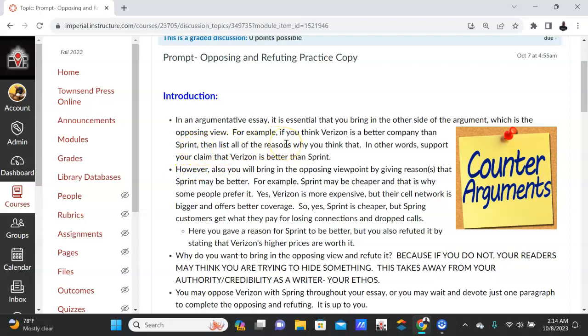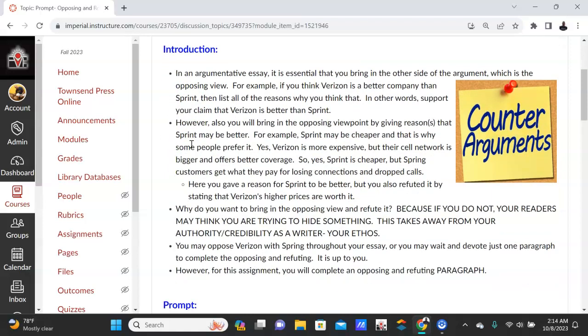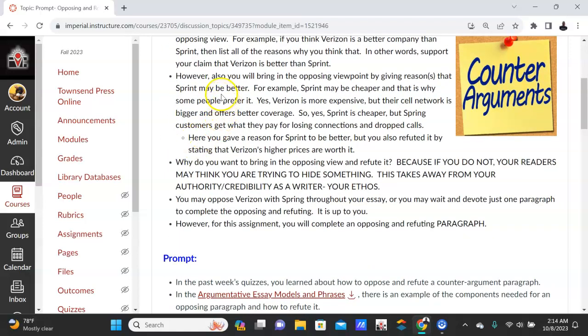So again, if this were just persuasion, we would give all of our reasons that we think Verizon is better, and we would not bring in the opposing side, or any facts that Sprint may have to make them better. However, you will bring in the opposing viewpoint, reasons that Sprint may be better. So we're going to oppose.